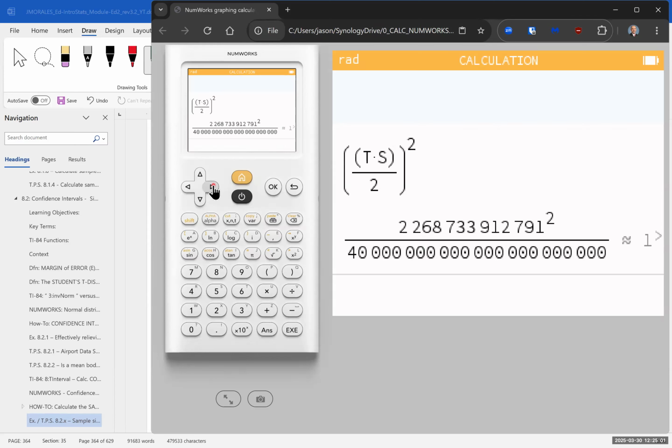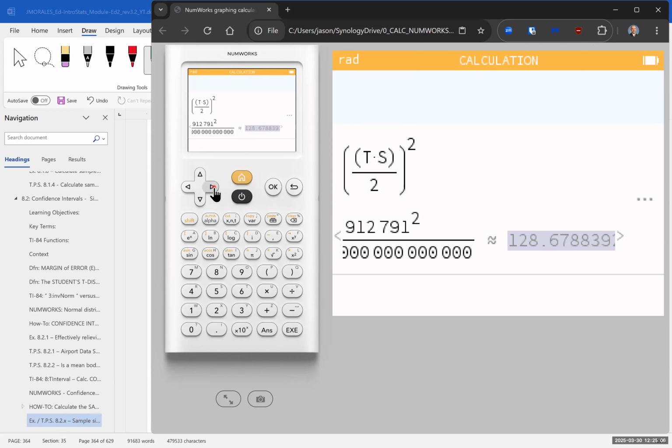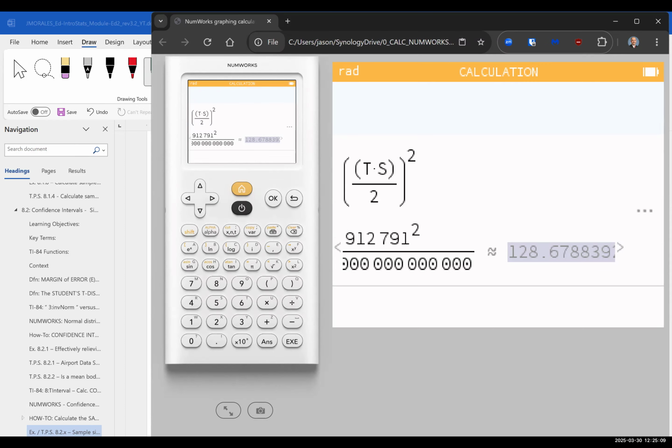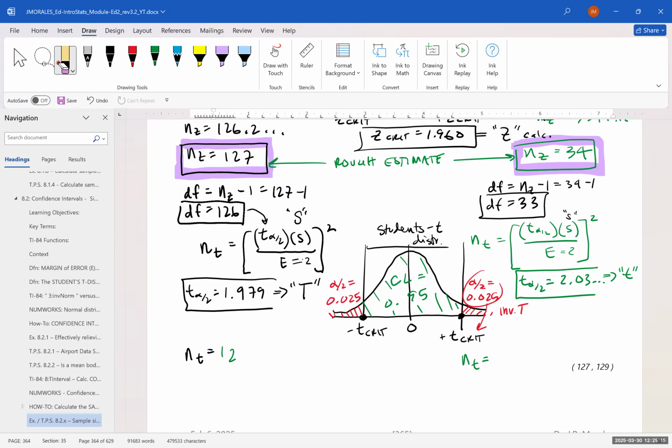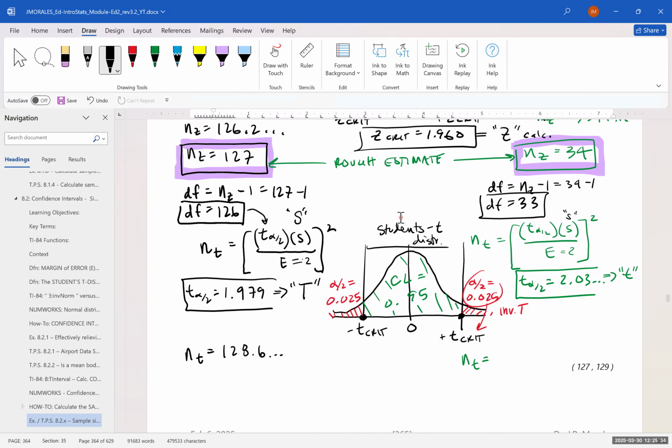All right. So we end up getting a value of 128.6 and some change. So that's going to get rounded up to 129.